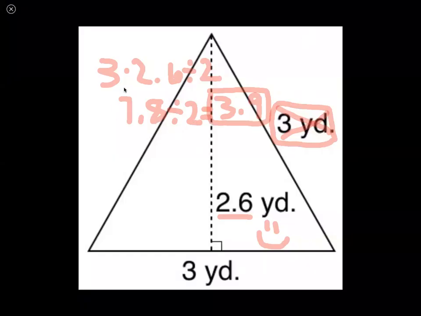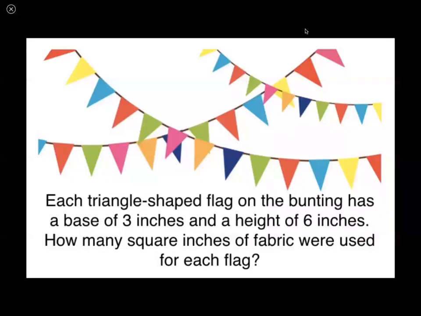Okay, so hopefully you did 3 times 2.6, which would have given you 7.8. And then 7.8 cut in half is 3.9. So the area of this triangle is 3.9 square units. Okay, good. Let's take a look at another one.